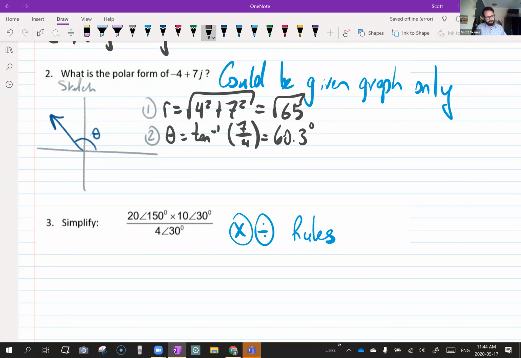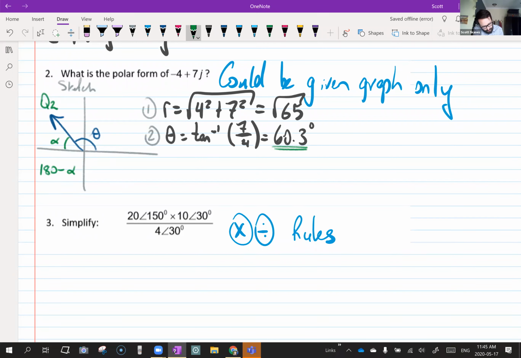The answer is, I need to do more, because this is quadrant 2. What tan is always going to give me is the smallest possible answer, which is that reference angle. So that's giving me 60.3. I need to take 180 minus that reference angle. Careful, Ayesha, it's not 60 minus, it's 180 minus. You take the full turn, and you'll subtract the small piece that the tan gave you.